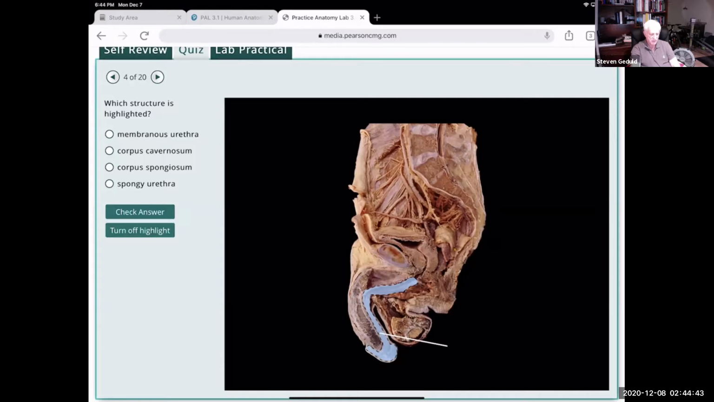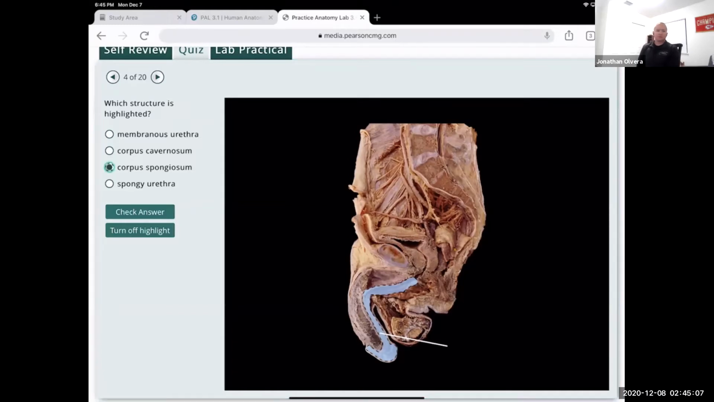This is the corpus cavernosum. These are the ones that are paired. And this is erectile tissue that becomes engorged with blood, that is singular and runs right down the middle along with the spongy urethra. Like you said, it travels the same path as the spongy urethra, but the spongy urethra would be thinner and wouldn't come back up here at the very tip of the penis. So this would be the corpus spongiosum. Correct.